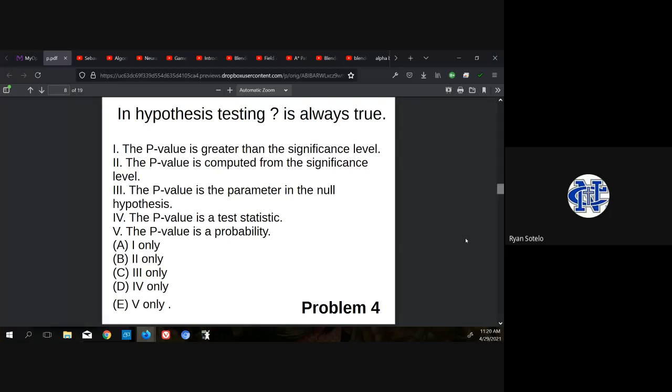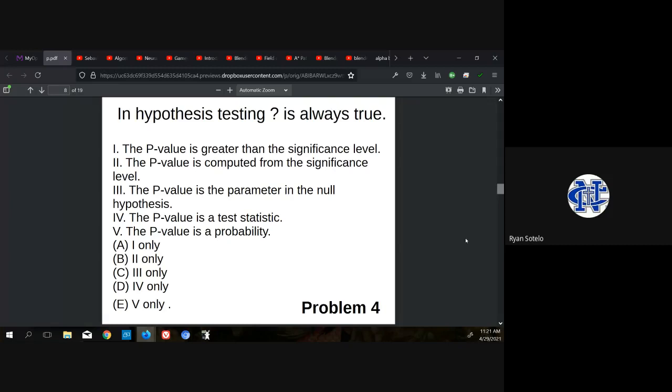In hypothesis testing, which of these is always true? The p-value is greater than the significance level. Is that always true? No. The p-value depends on the significance level. No. The p-value is a parameter in the null hypothesis. No. Isn't that what describes if it's reject or fail to reject? You use the p-value to determine if you keep the null hypothesis or not. So it's not something in the null hypothesis. The p-value is a test statistic?